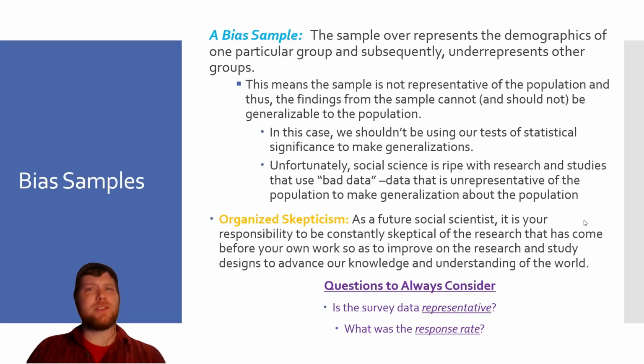Now, a biased sample is one that overrepresents the demographics of one particular group or another, and subsequently underrepresents the other groups. If a sample is not representative of the population, findings of the sample cannot and should not be generalized to the population. In this case, we shouldn't be using our test of statistical significance to make our generalizations. And unfortunately, social science is ripe with research and studies that use bad data, data that's unrepresentative of the population, to make generalizations about our population.